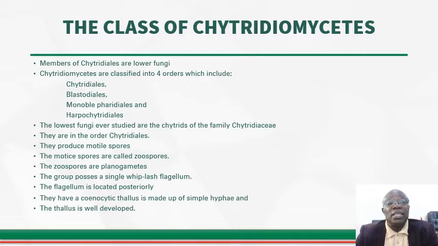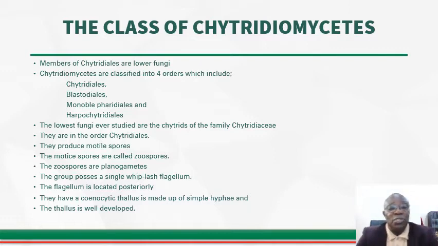The class Chytridiomycetes under the lower fungi, as we have said, are lower fungi, and they are classified into 4 orders. The 4 orders are the Chytridiales, the Blastocladiales, the Monoblepharidales, and the Harpochytriales. These are the 4 orders recognized under the class Chytridiomycetes. The lowest fungi ever studied are the chytrids of the family Chytridiaceae, in the order Chytridiales.